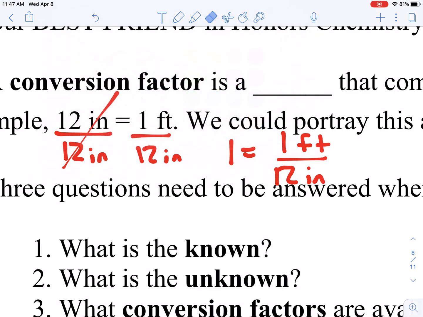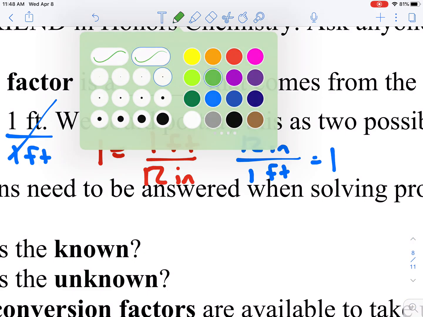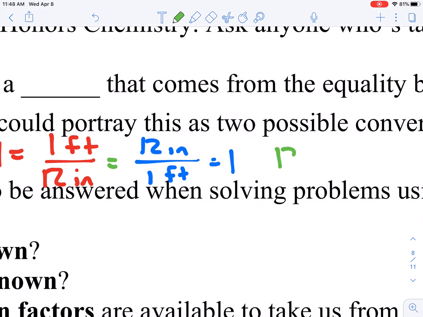Conversely, though, couldn't I have done the opposite? Couldn't I have divided both sides by 1 foot? Remember, if you do something to one side in math, you have to do the same thing to the other side. So 1 foot over 1 foot is 1. So we would get that 12 inches over 1 foot is equal to 1. And so you'll notice that both of those things, because they're both equal to 1, are obviously also equal to one another. And both of those things represent that equality that 12 inches equals 1 foot.